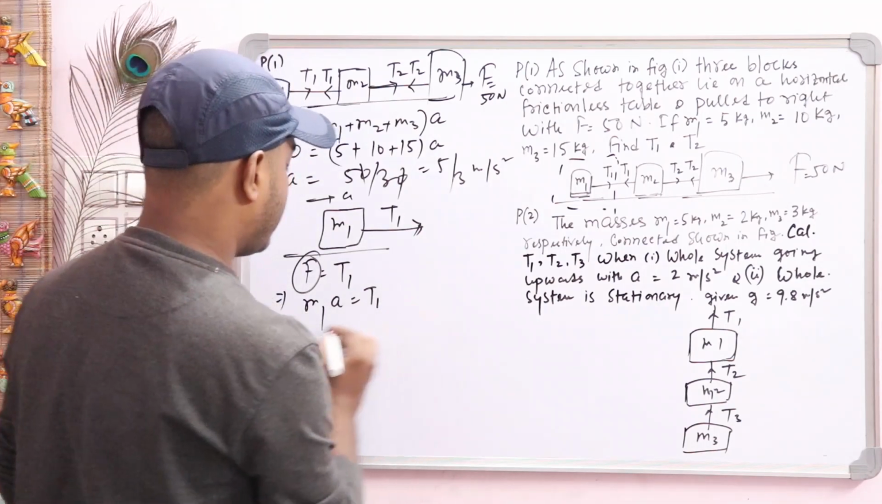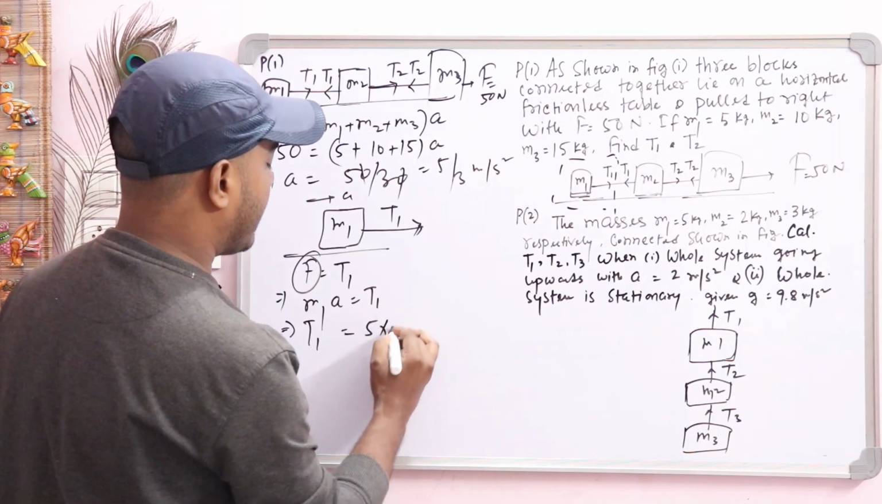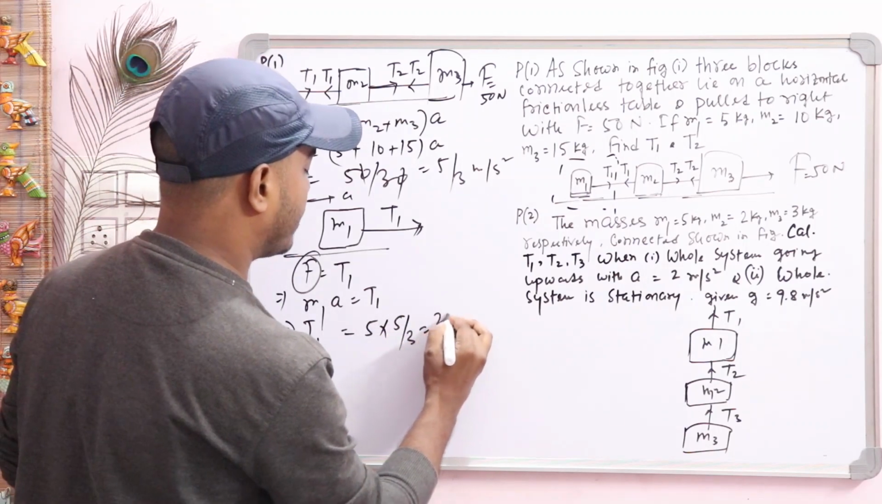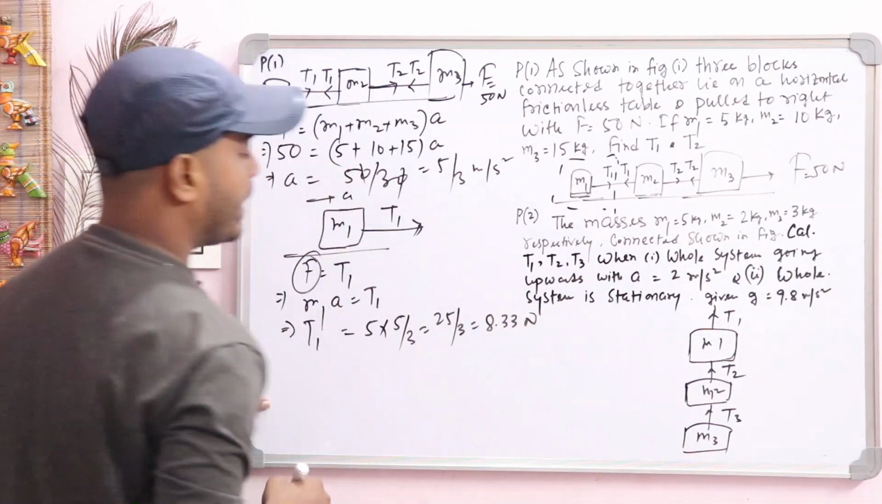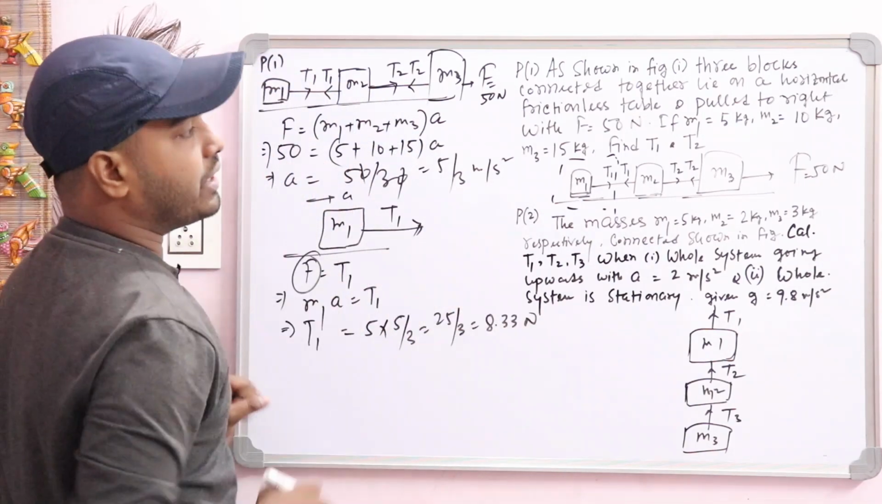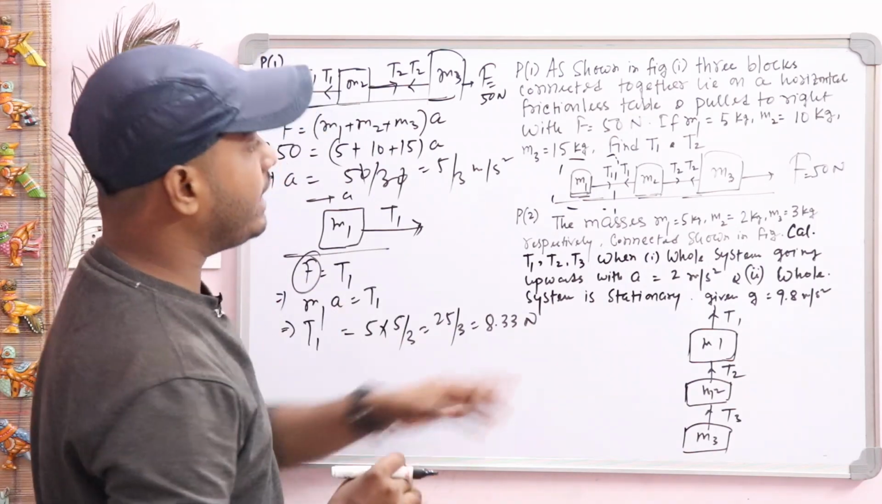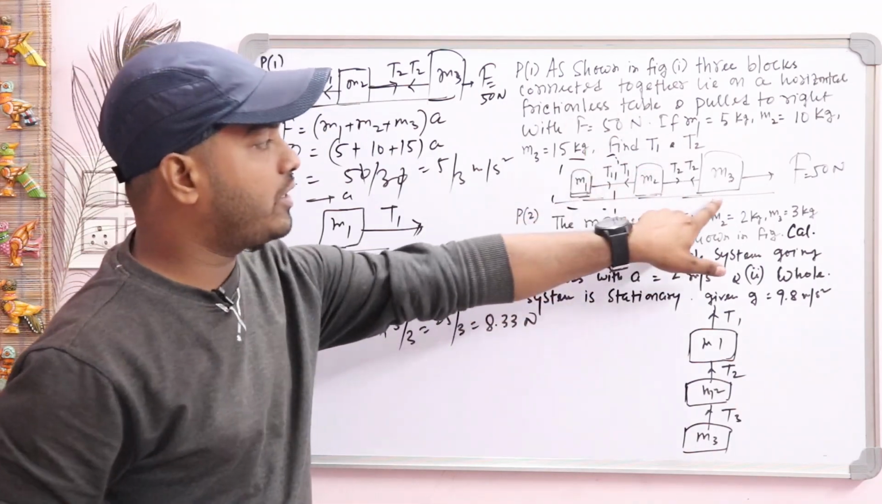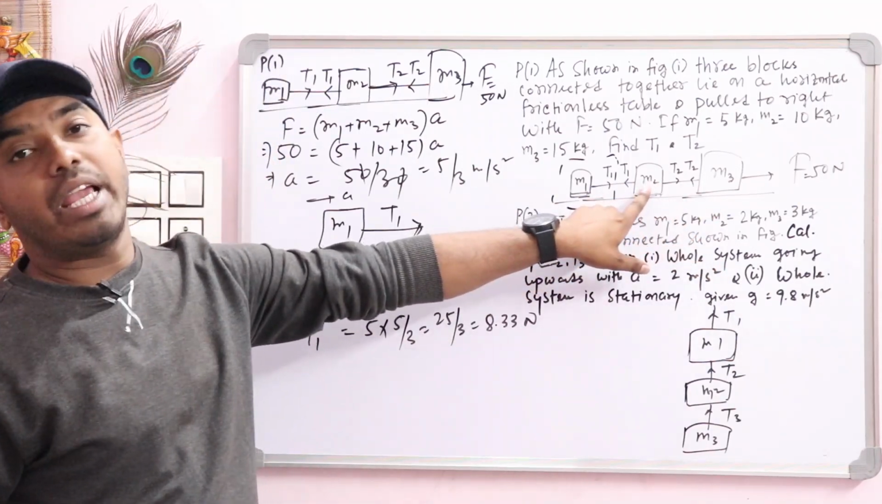So m1 into A is equal to T1. From here you can write T1 is equal to m1, which is 5, and A, which is 5 by 3, that is 25 by 3, that means near about 8.33 Newton. So the value of T1 is 8.33 Newton. Okay. Now second one, for finding T2 you can consider the free body for m3, and also the free body for m2.